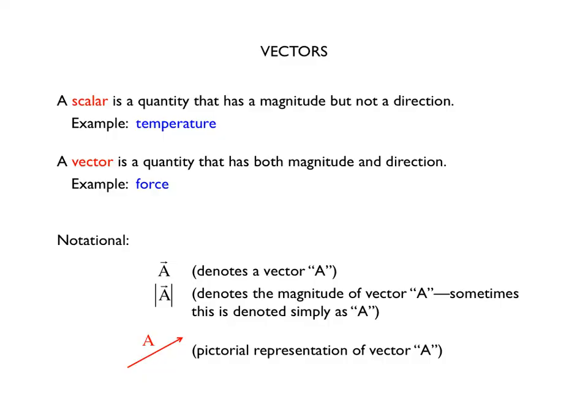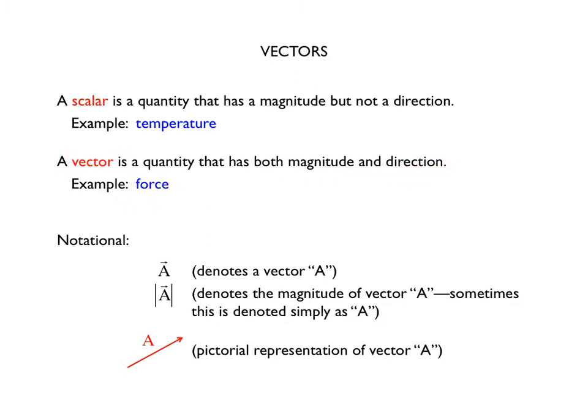Okay, so the two types of functions that you have to worry about are scalars and vectors. A scalar is a quantity that has a magnitude but does not have a direction attached to it. Temperature, for example, makes no sense to say 90 degrees up, because temperature has no direction. It's a scalar. Vectors have both magnitude and direction.